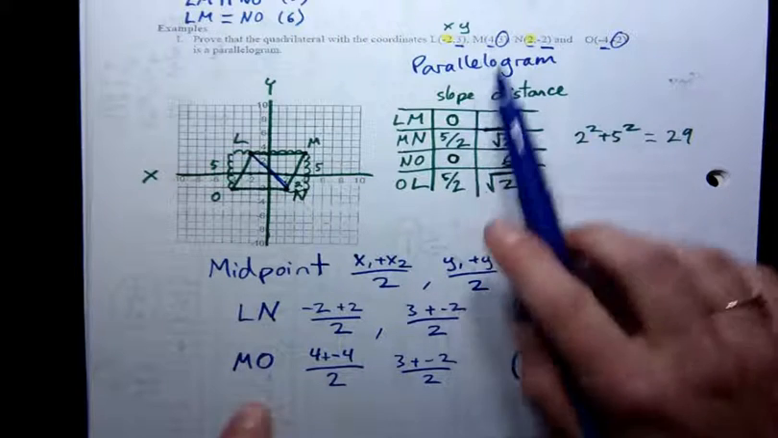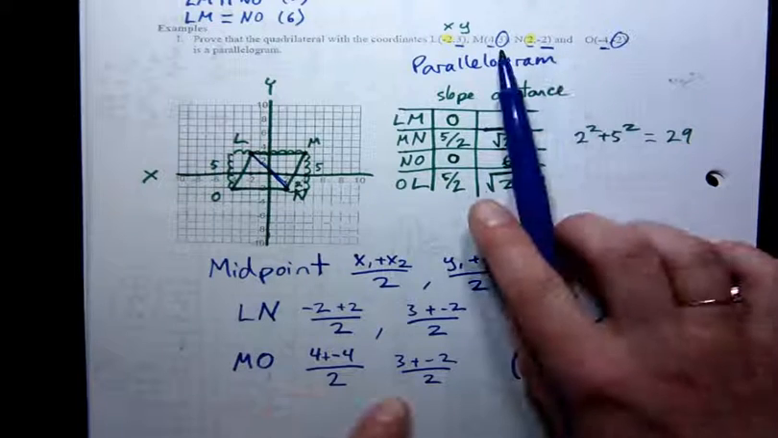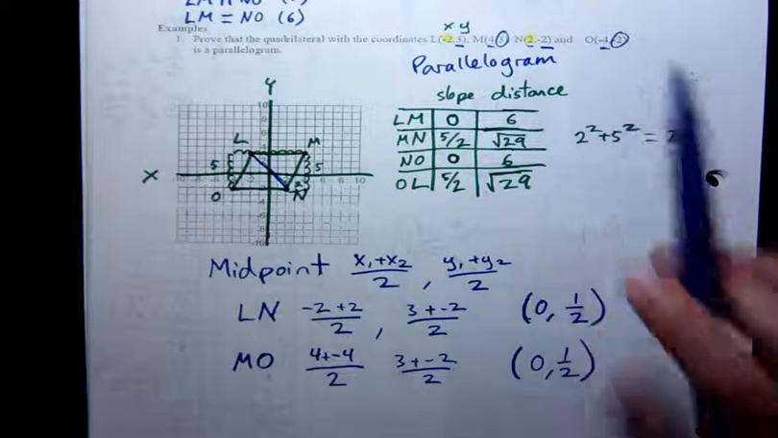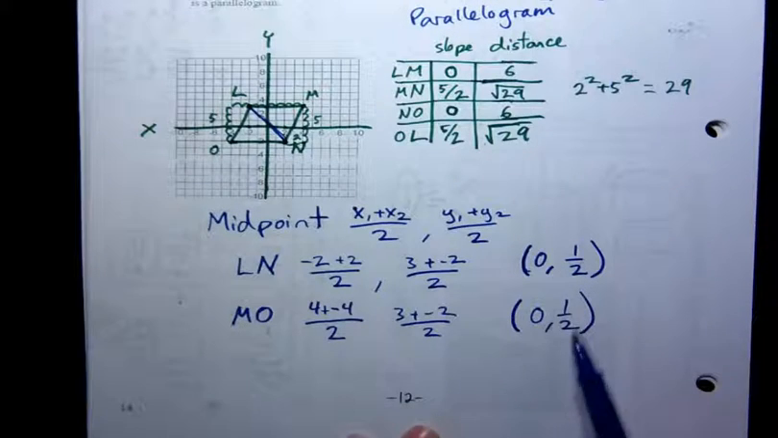Okay, and then same thing when I went to MO, I took my 4, -4 for M, and then O, and then 3 and -2. Wait, so that cancels out. Yeah, so it cancels out to 0, and then 1/2.